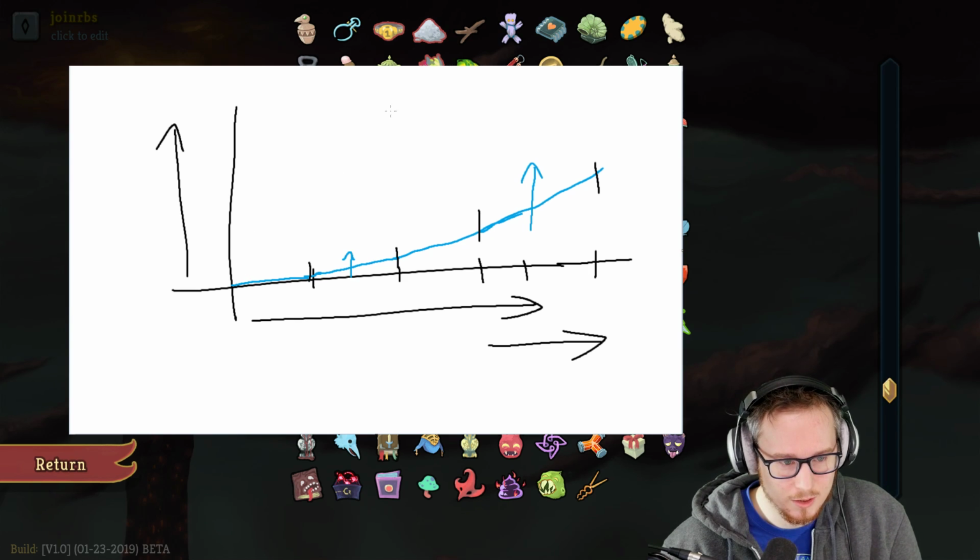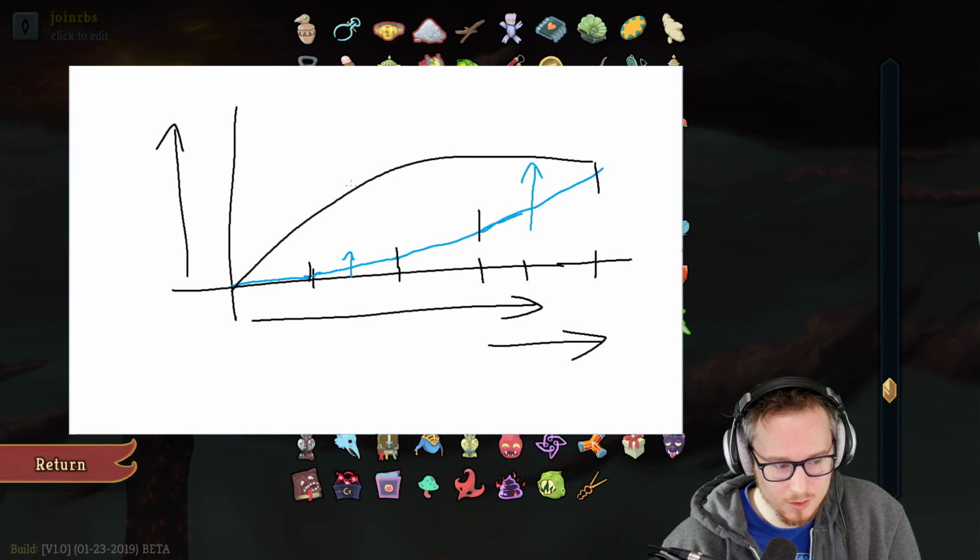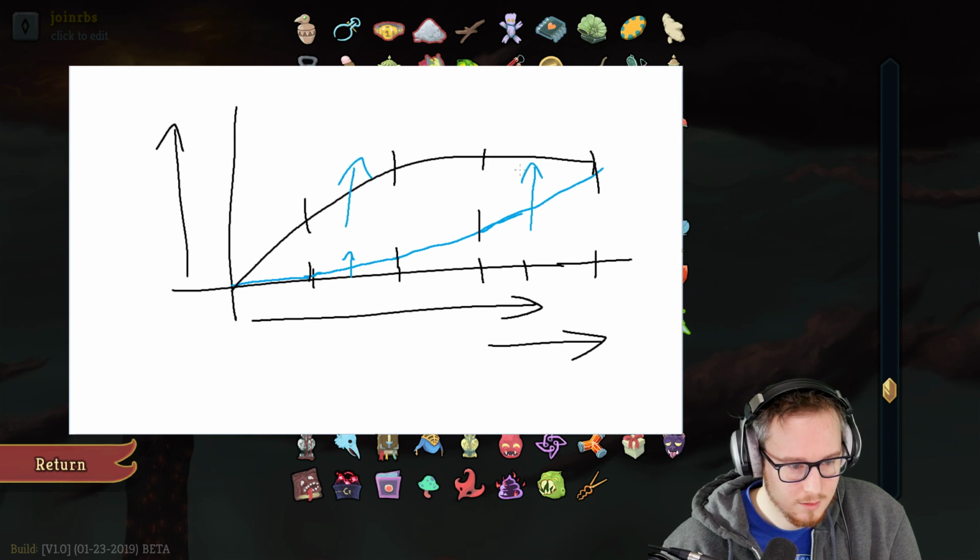It isn't a utility curve where our chance to win is like this, in which case Question Act would be significantly more valuable here than here.